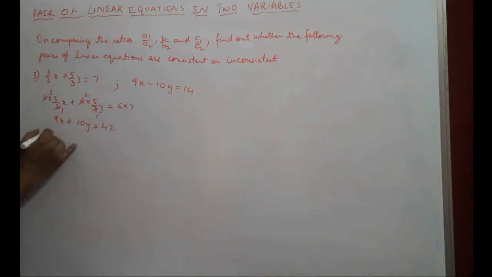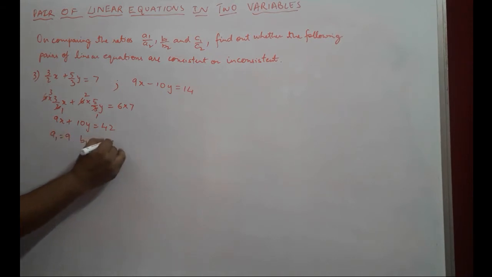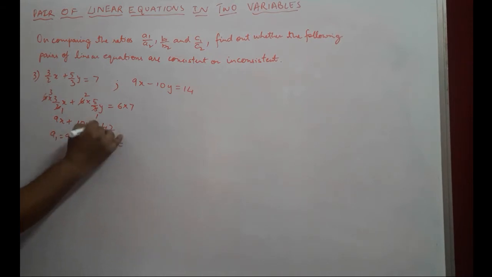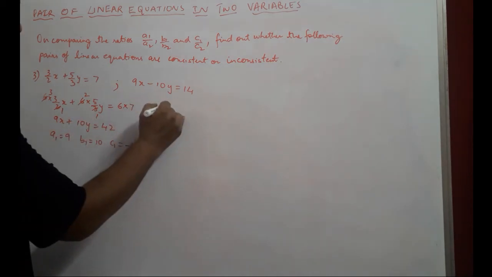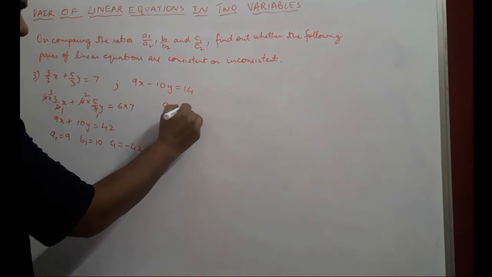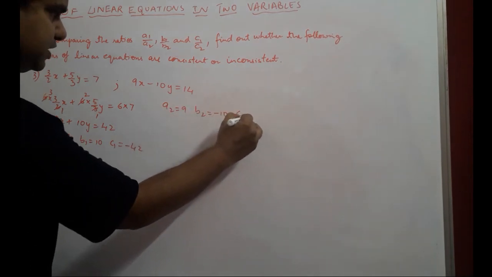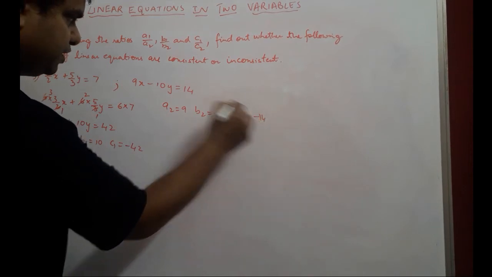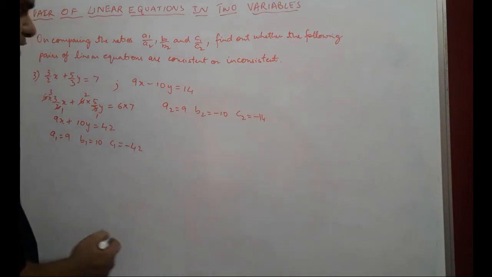Now let's compare this to our general form. So A1 will be equal to 9, B1 will be equal to 10, C1 will be equal to minus 42 when the 42 comes on the left hand side. And in this case you have A2 equal to 9, B2 equal to minus 10 and C2 equal to minus 14. When it comes on the left hand side, 14 becomes negative.